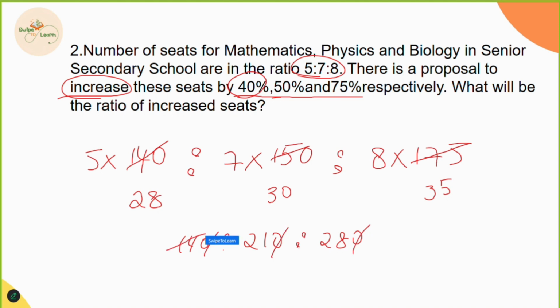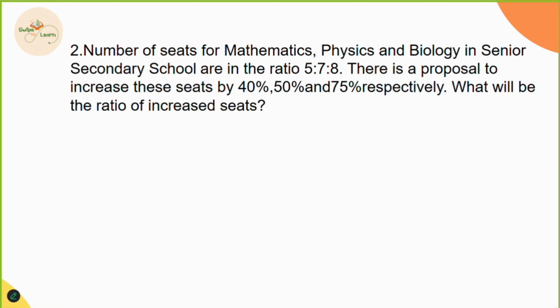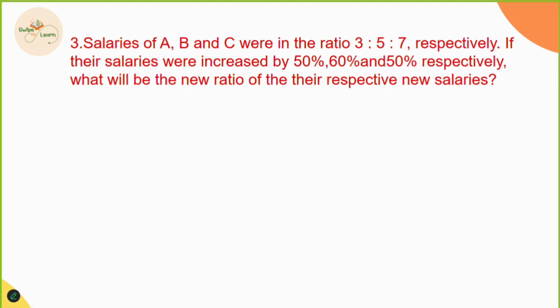Let's cancel the zeros first, and 7 2s, 7 3s, and 7 4s. So the final ratio will be 2 is to 3 is to 4. So the ratio of increased seeds is 2 is to 3 is to 4. Looks very, very simple, no? So all the increased percentages will be in the same model. And you guys try this problem.